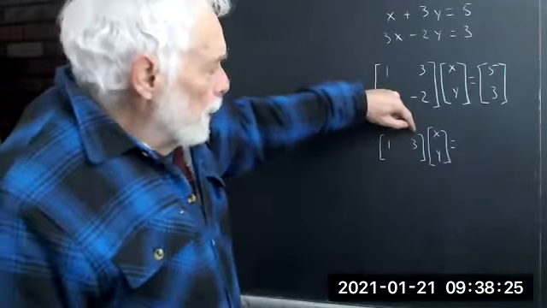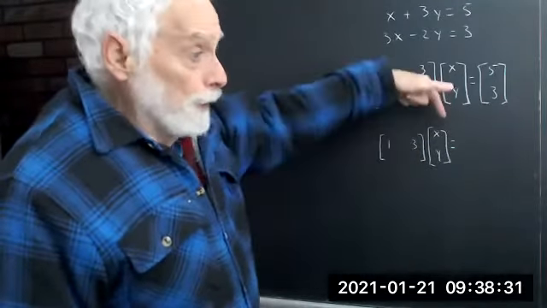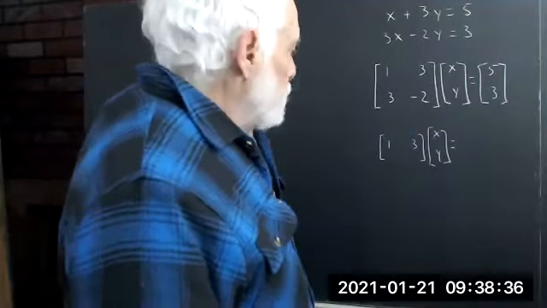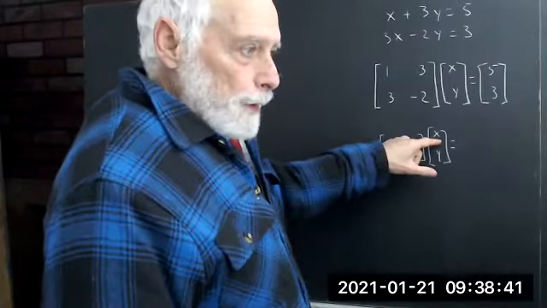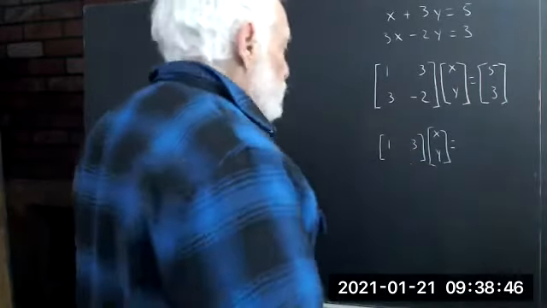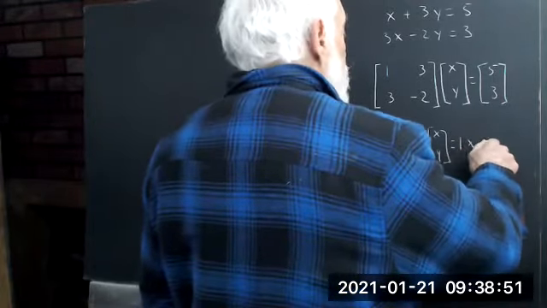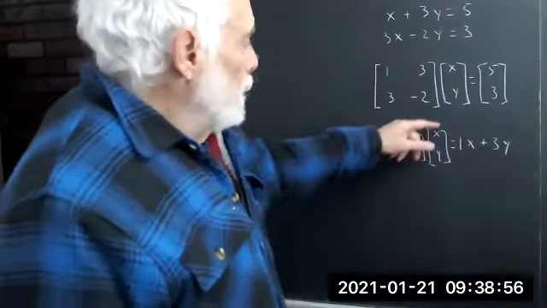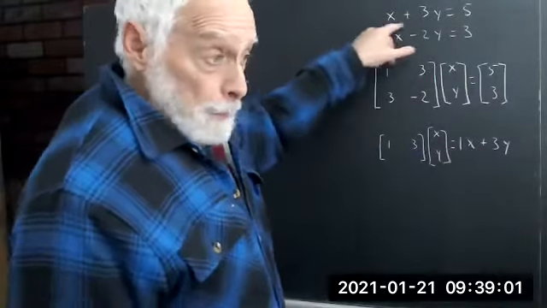Okay, so we've got 1, 3, and xy written this way. We call this a row. We call this a column. And when we multiply a row by a column, very simple rule, we multiply the first number in the row by the first number in the column, and the second number in the row by the second number in the column. So we have 1x, and then we add them: 1x plus 3y. So 1, 3 times xy gives us x plus 3y, which is what we have here.